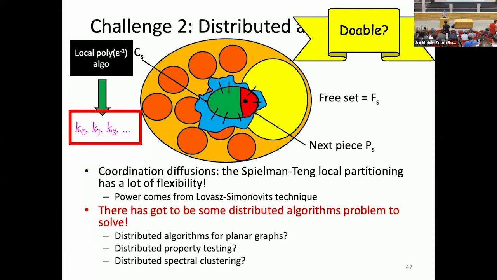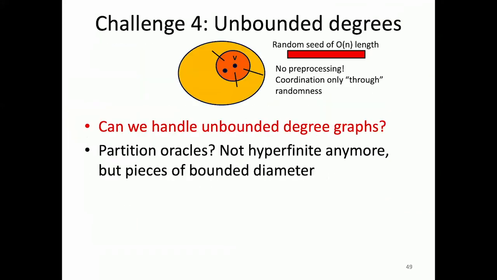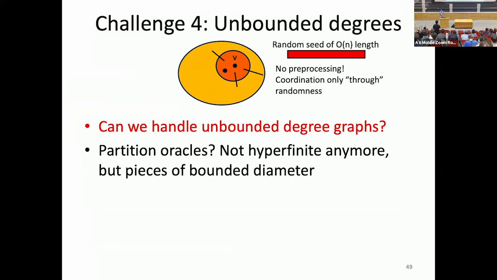So I have some question about the challenge 4 slide. The graph you're considering has a bounded average degree, right? And so I wonder what is the bottleneck here to handle unbounded degree graphs? So think of a star. In a star, there is no hyperfinite partition. The whole thing is just one piece. So you cannot afford to actually output the whole piece in one go. So one needs to redefine what it really means to have a partition oracle.